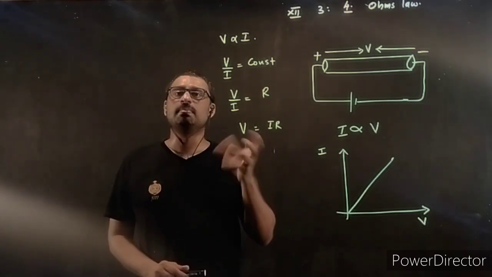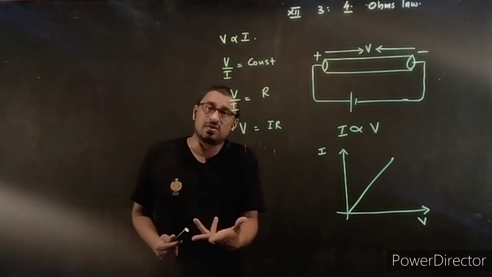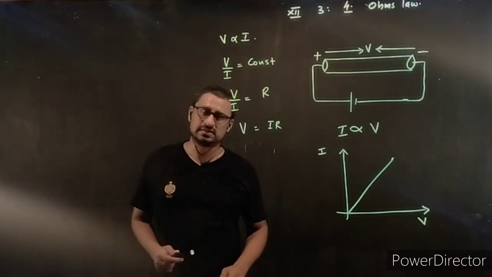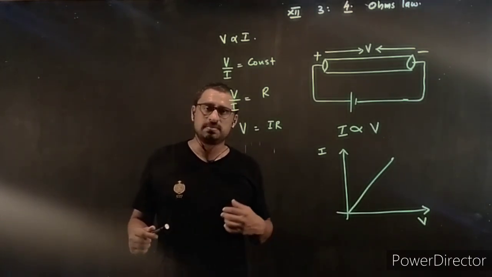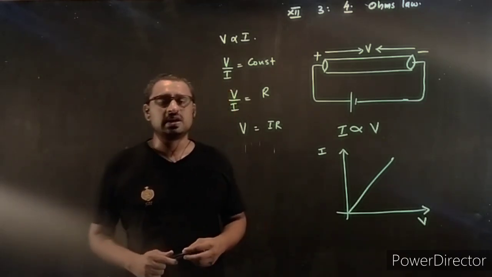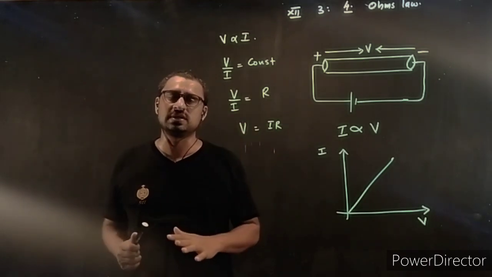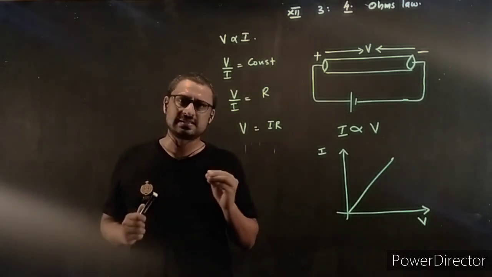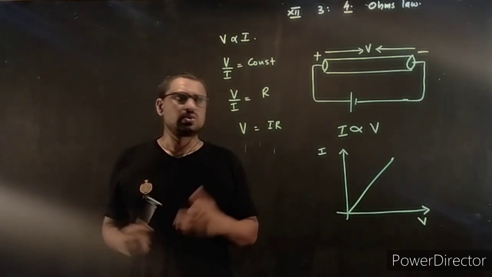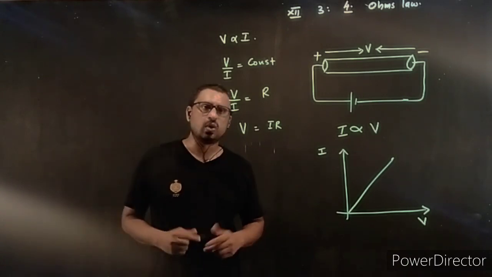Resistance is the measure of the opposition offered by the conductor against the flow of the current. More the resistance, more is the opposition. Less the resistance, less is the opposition. So that is what we call Ohm's law.